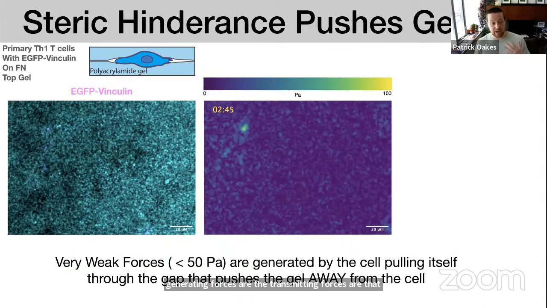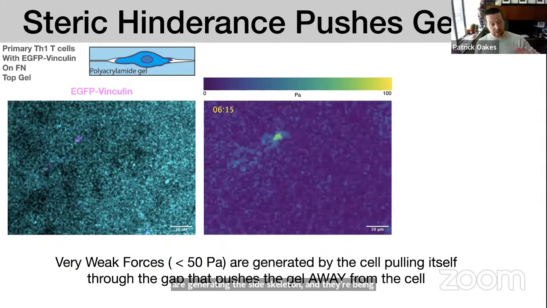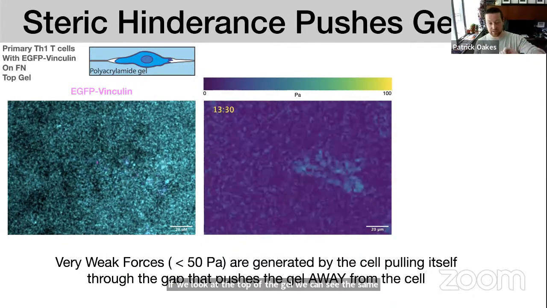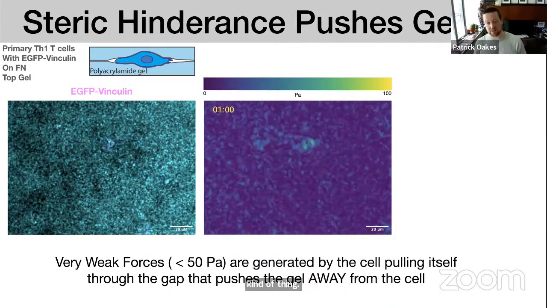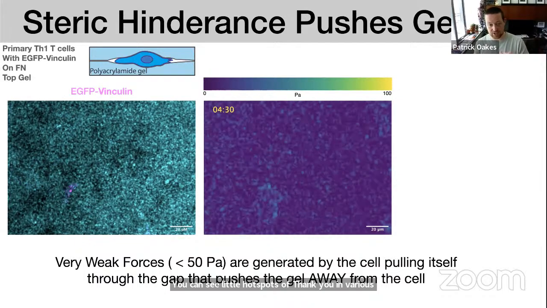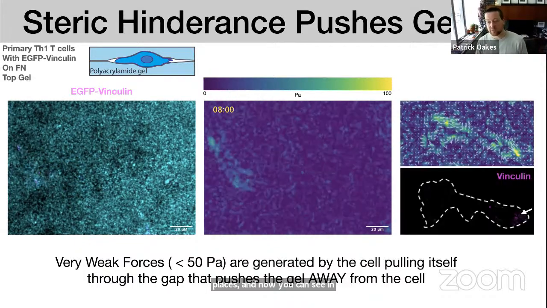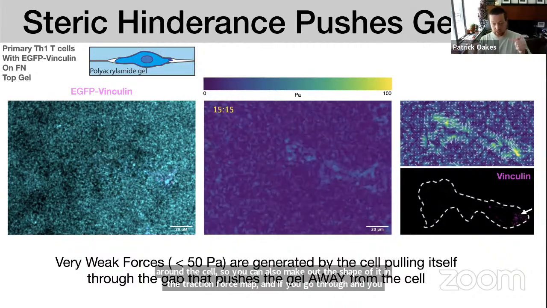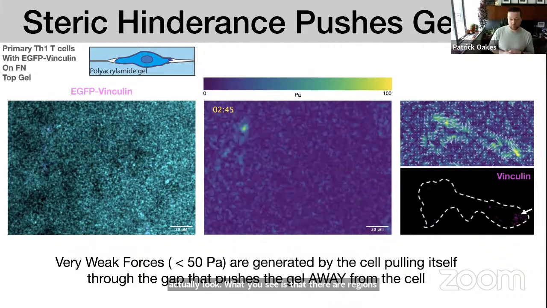If we look at the top of the gel, we can see the same kind of thing. You can see little hotspots of vinculin in various places, and now you can see them in the gel. But you might see in this one that there's actually an outline around the cell. So you can almost make out the shape of it in the traction force map. And if you go through and look, what you see is that there are regions where they're being pulled inward, and those co-localize where we see vinculin.